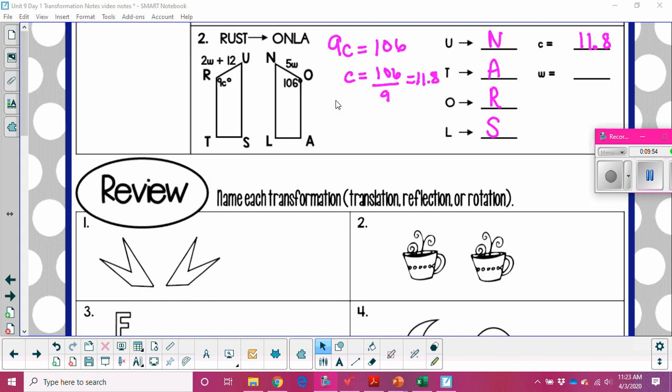Okay, so let's go ahead and find W. Okay, so W is over here on the side with RU. RU goes with ON, and ON also has W. It has 5W. So we'll set up our equation. We know that 2W plus 12 equals 5W. Okay, we'll subtract 2W from each side, and we get 12 equals 3W. Divide both sides by 3, so we know that W is 4.